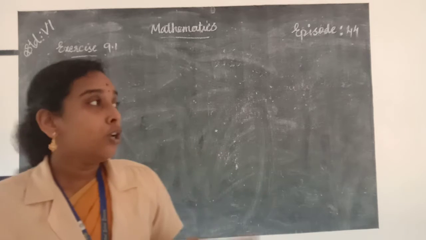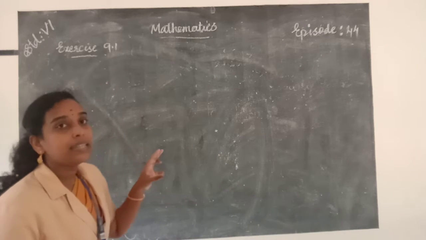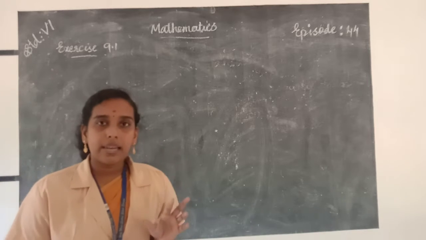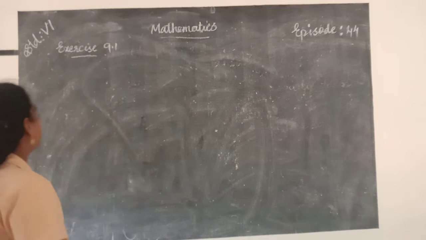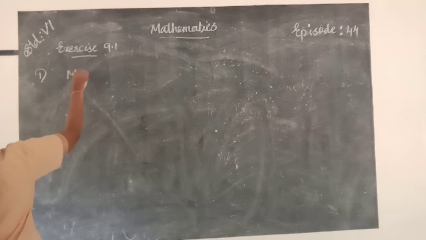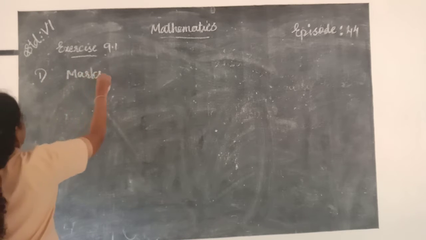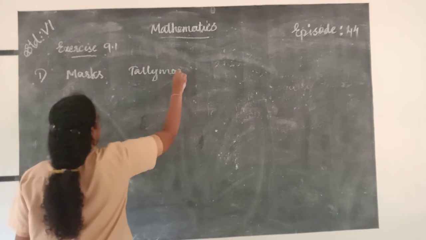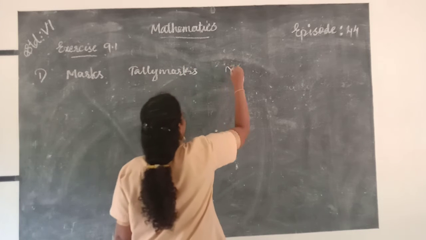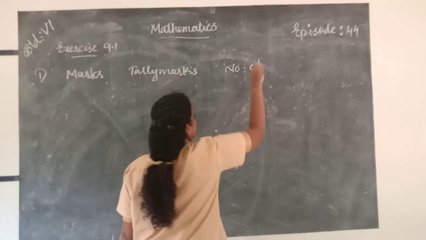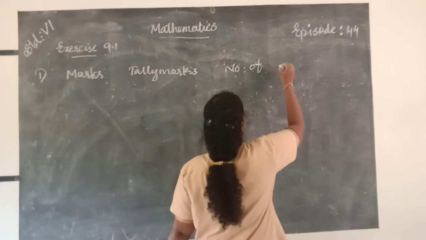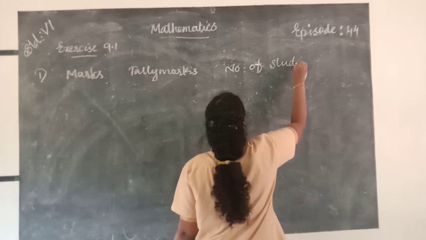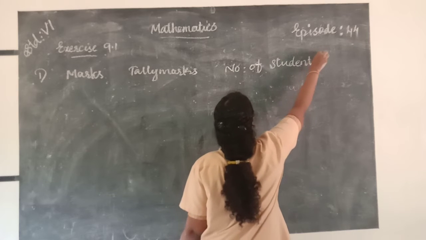So for that you draw a table including 3 columns: marks, tally marks and number of students. In this way we can arrange the data given in your textbook by using tally marks.